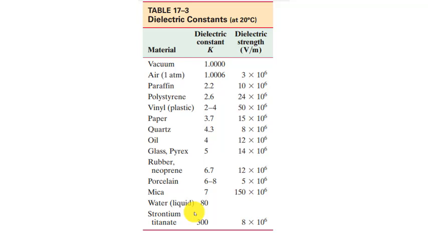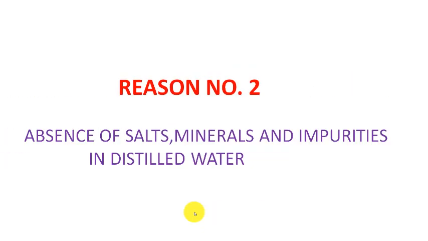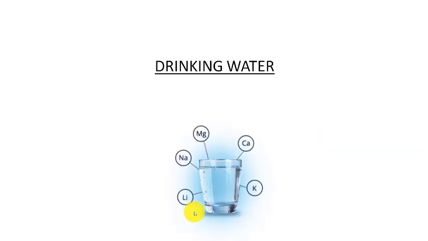This water in its purified form is known as distilled water. So the other reason behind using distilled water in inverter batteries, reason number 2, is the absence of salts, minerals and impurities in distilled water. Basically, the drinking water or tap water that we use in our daily life has so many salts, minerals and impurities that are essential for our body, but these minerals are not essential for the domestic inverter battery.